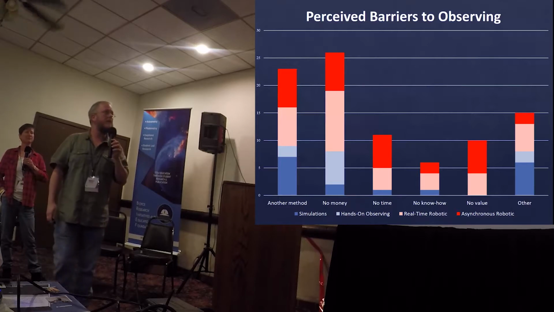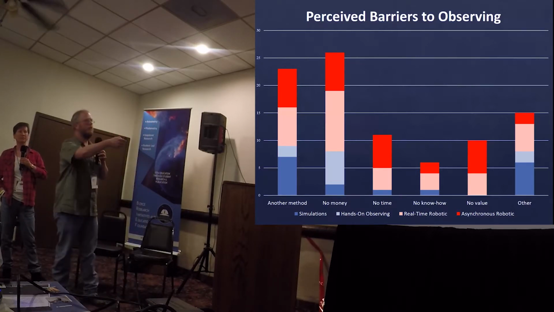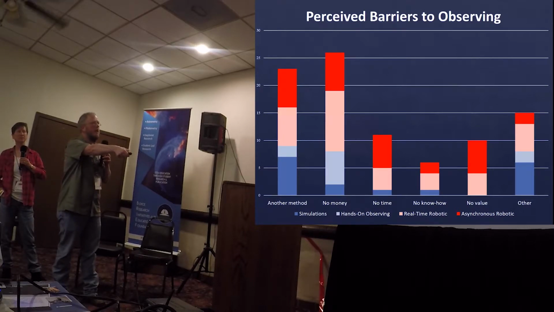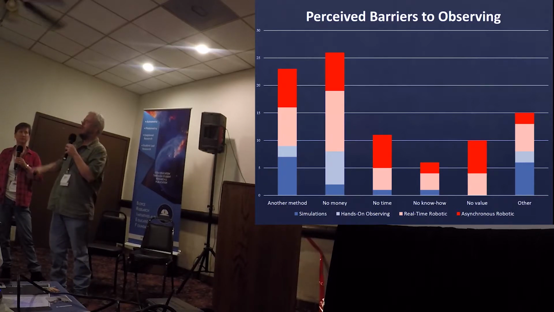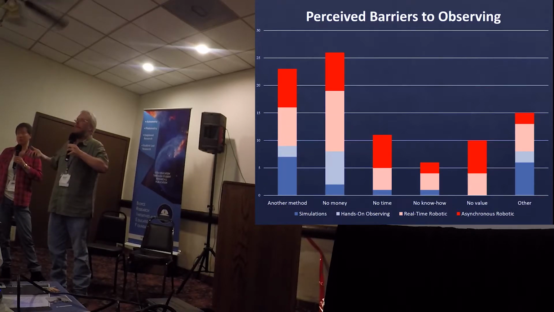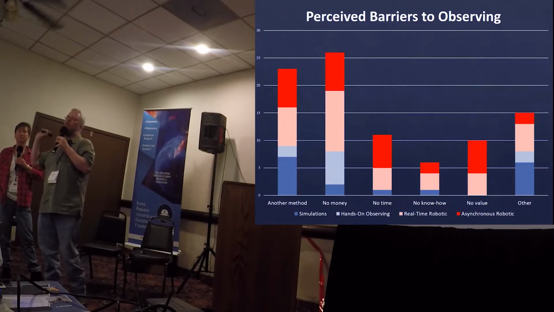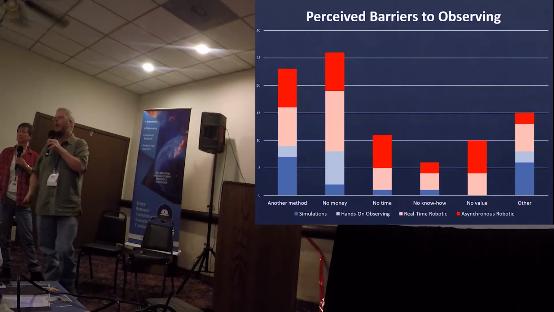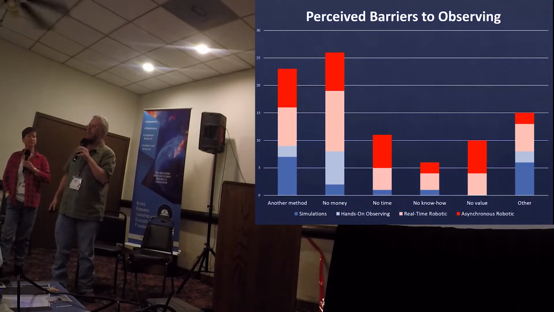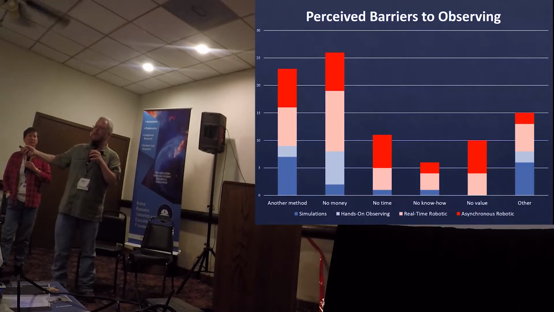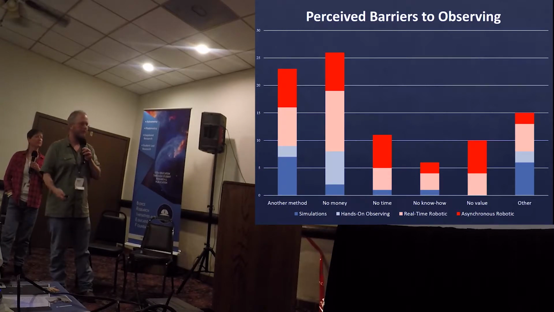So another method means the barrier that why they don't use robotic telescopes is because they believe that one of the other methods, simulations or hands-on observing, meets their educational goal. I don't need to use something else because I can do what I need to in an easier way. So there is another method that I can use to achieve my goals, and it's easier or simpler or whatever.